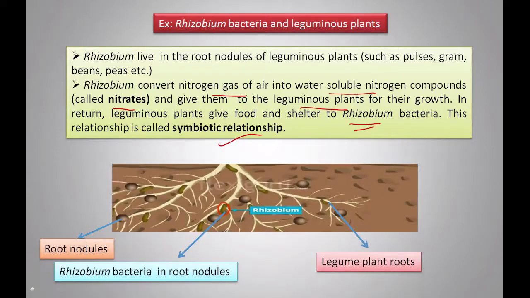Here in this figure you will see the roots of the legume plant having many nodules, which are formed by rhizobium. Rhizobium resides here and thereby converts the nitrogen gas of the air into water soluble nitrogen compounds like nitrates, and this way both are benefited.